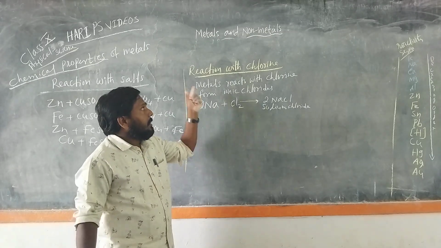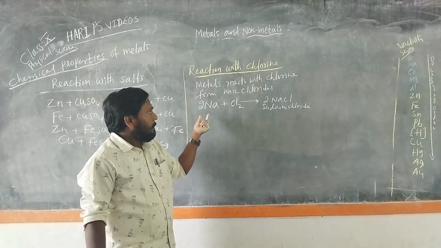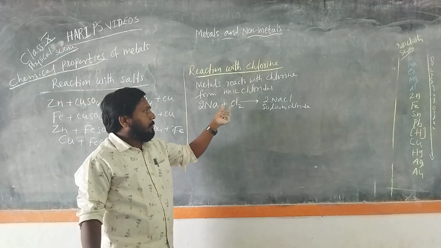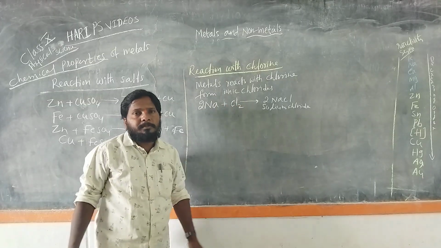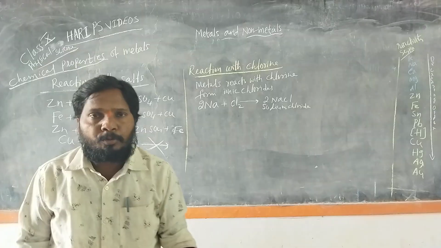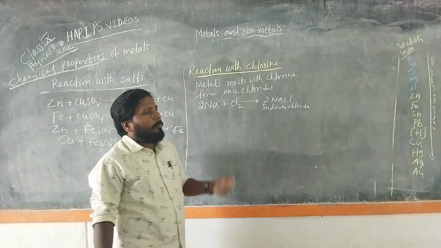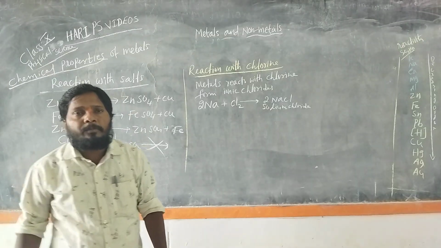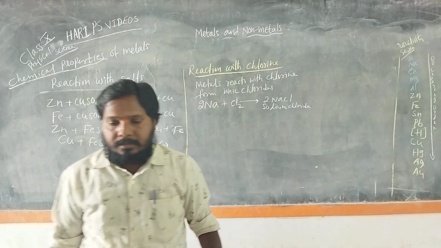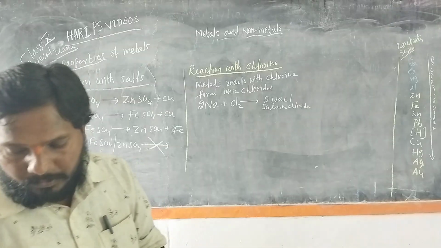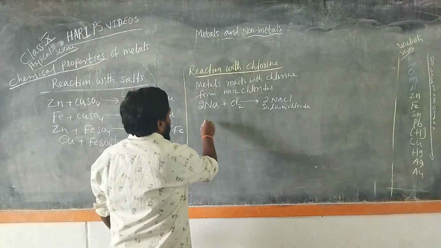Simply we can say that this is a reaction with non-metals. Sodium is a metal, chlorine is a non-metal, and they form their respective ionic compounds. Why is this called an ionic compound? Because the substance is formed by ions.